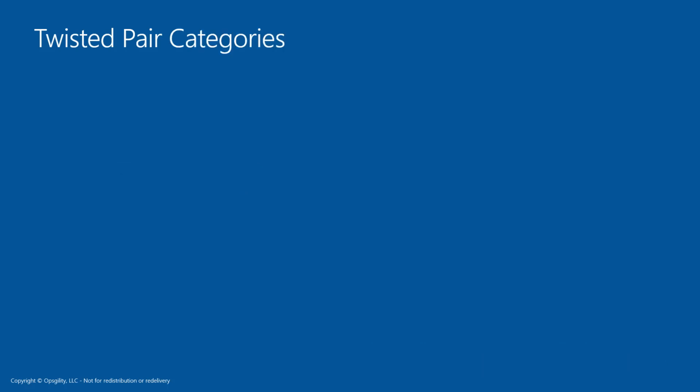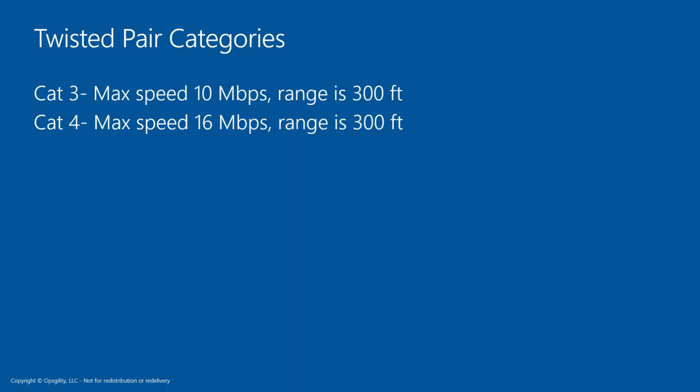Let's take a look at the various different twisted pair categories. Now, it's really important for the Network Plus test that you know the maximum length and speed of each category cable. Category 3 had a maximum speed of 10 megabits per second, and it had a range of approximately 300 feet. Sometimes they measure this in meters, and so they'll say 100 to 125 meters. Then we had the Cat 4 cable, which had a max speed of 16 megabits per second, and it had the same range. Cat 5 also had the same range.